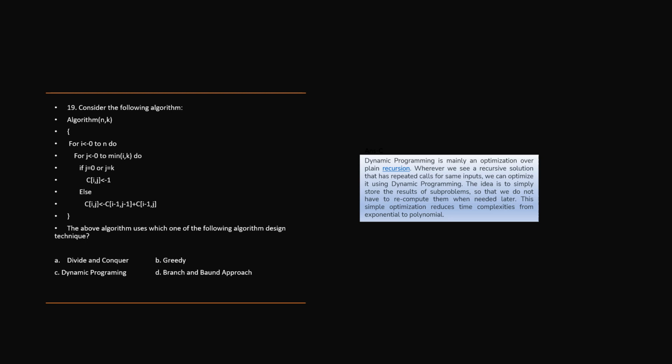Dynamic programming is mainly an optimization over recursion. Wherever we see a recursive solution that has repeated calls for the same inputs, we can optimize it using dynamic programming. The idea is to simply store the result of subproblems. So C(i-1, j-1) has already been calculated, and also C(i-1, j), so it is making the summation and calculating the bigger problem from the smaller problem. Yeah, so from my perspective, it is a dynamic programming algorithm.